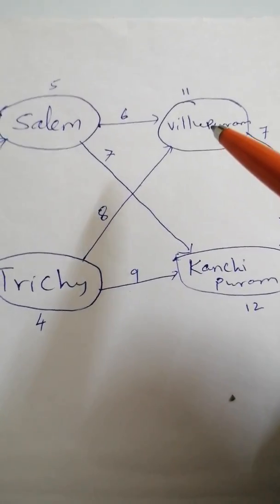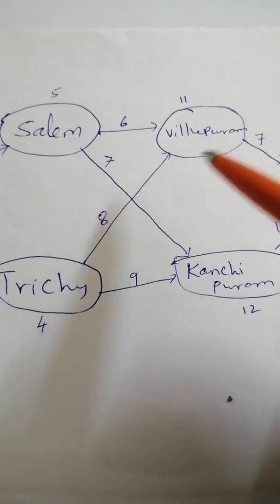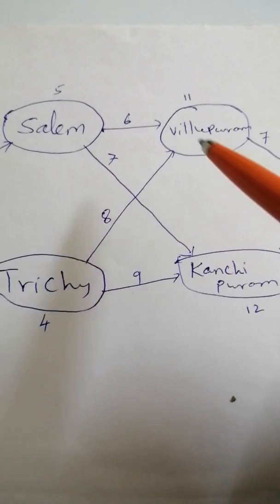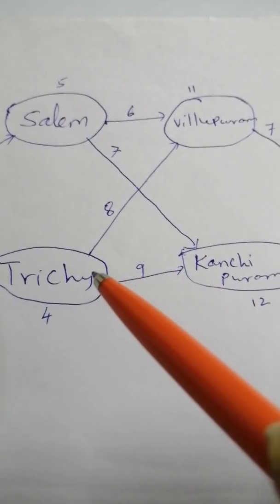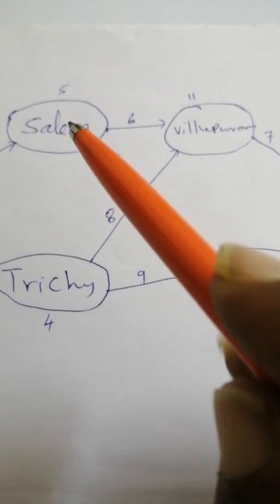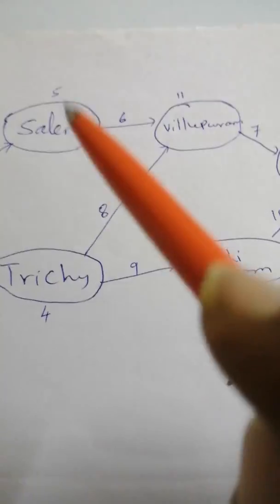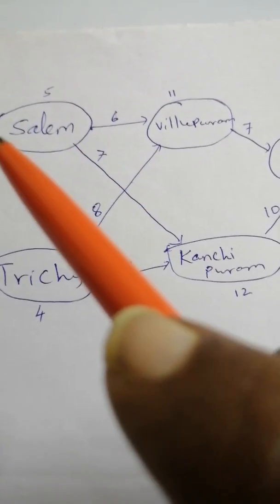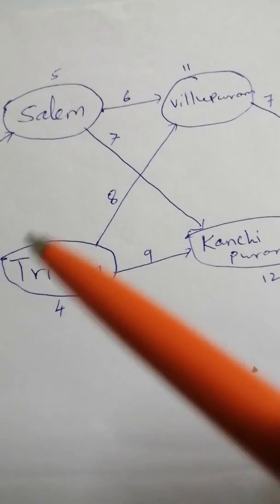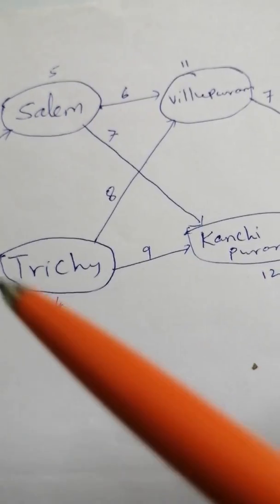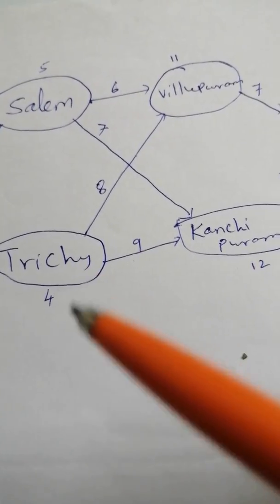In the next stage, we consider the problem of reaching Viluppuram and Kanchipuram. Let us take Viluppuram. What is the optimal way of reaching Viluppuram? Viluppuram can be reached from two cities, Salem and Trichy. From Salem, we have to already consider the problem of reaching Salem optimally, which has been stored in the earlier computation, which is 5. Similarly, the optimal way of reaching Trichy is stored, which is 4.